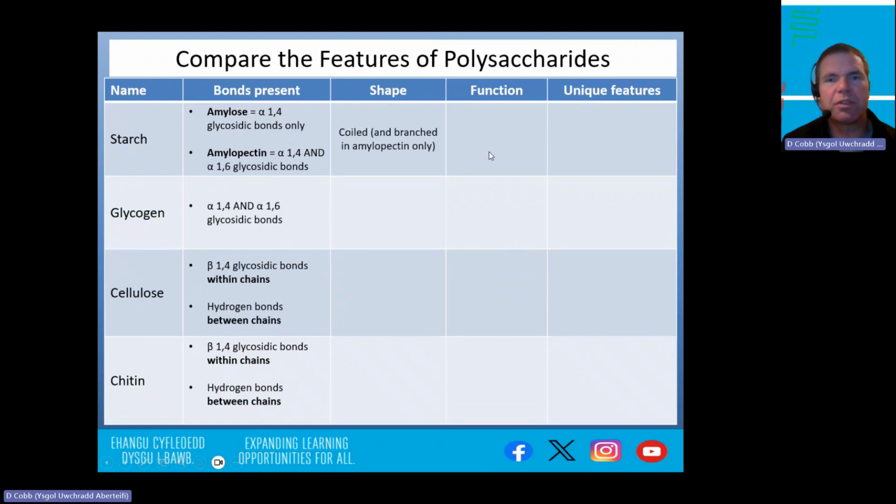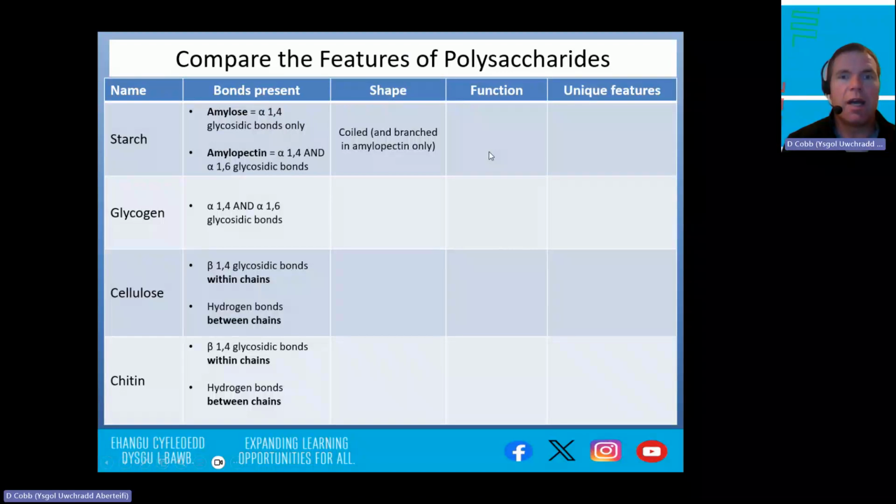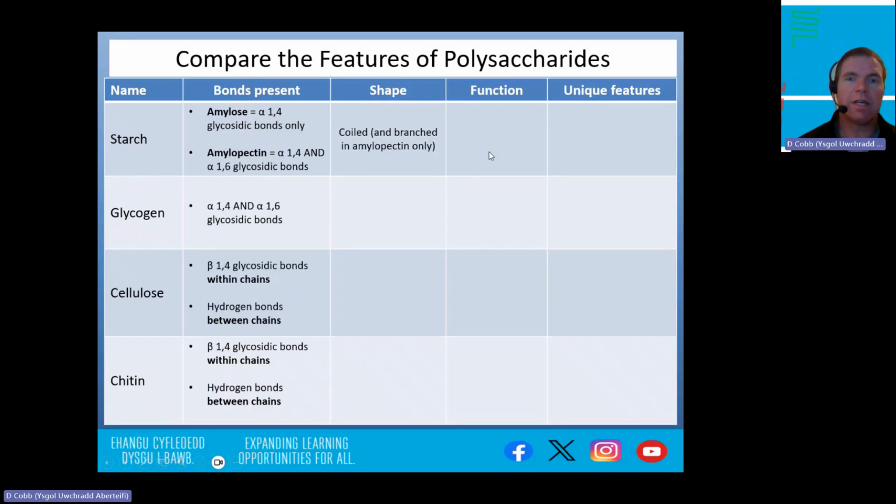In terms of shape, let me reword that. Amylose is a coiled structure and linear. Amylopectin is a coiled structure, but not linear. It's branched. Glycogen is coiled and branched. All storage polysaccharides have a coiled structure. Not all are branched, because amylose is not branched, but it is coiled. And the idea is that coiling makes it more compact, good for energy storage.